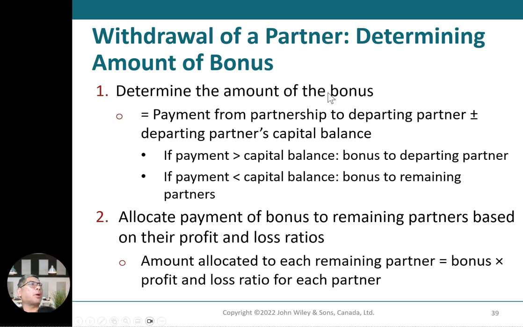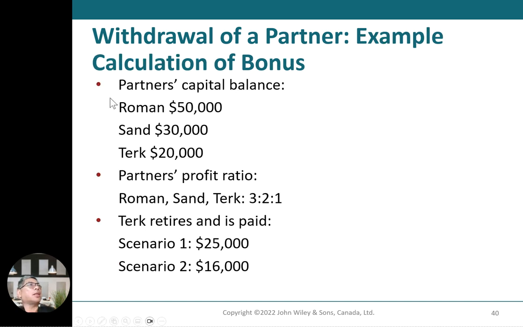One, determine the amount of bonus: the payment from the partnership to the departing partner, compared with the departing partner's capital balance. If payment is greater than the capital balance, there is a bonus to the departing partner. If payment is less than the capital balance, there is a bonus to the remaining partners. Number 2, allocate the bonus to the remaining partners based on the profit and loss ratio. The amount allocated to each remaining partner equals the bonus times the profit and loss ratio for each partner. So we're going to look at this.